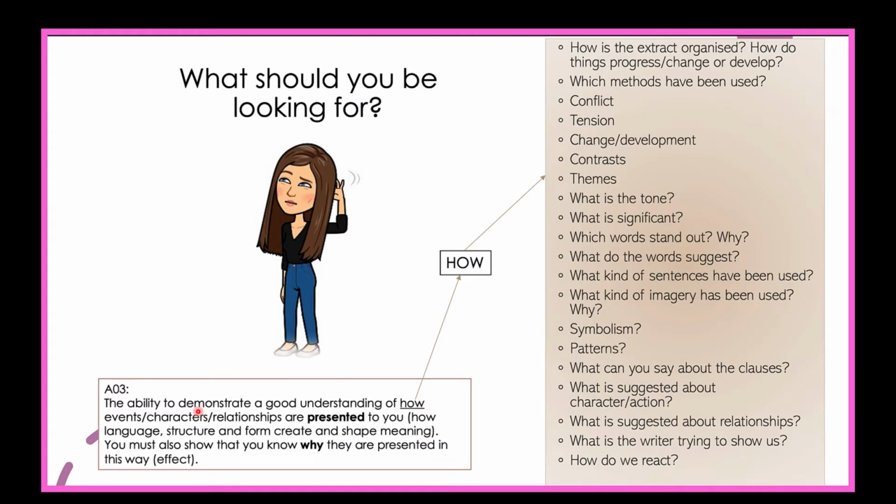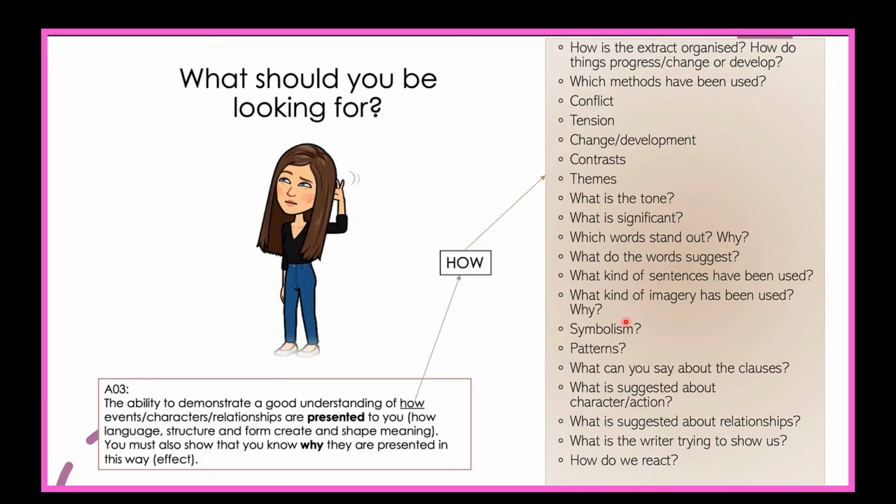If you find it a little bit daunting to look at an extract and initially think, I don't know what to talk about, I don't know what to pick out, I've just given you a list of things to have next to you when you're practicing, when you're revising, because there's a wealth of things that you can pick out of any extract. And here's just some ideas. So if you think, I don't know what to look for, can you find any symbols? Can you find any patterns?